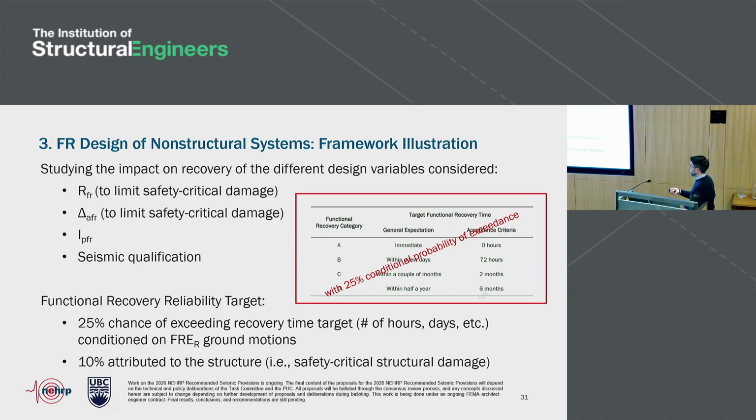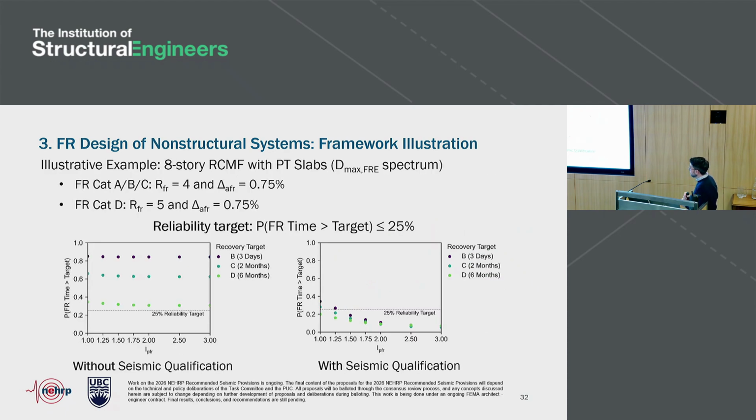And I mentioned earlier, we attributed 10% to the structure when we were looking at safety critical damage, so that's already captured, and that means that you have up to 15% probability of damage in non-structural components as your wiggle room to be below that 25% target. So the way we went about this exercise to determine whether we needed qualification of equipment, and what would be an appropriate value of IPFR, is by summarizing our analysis in this fashion.